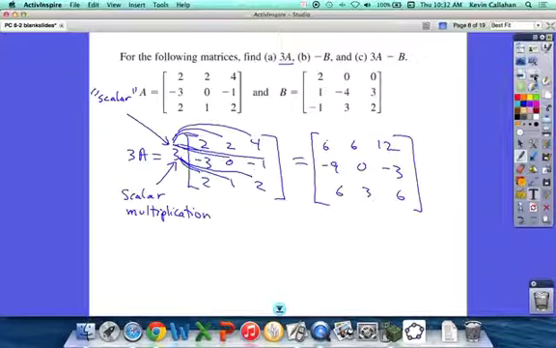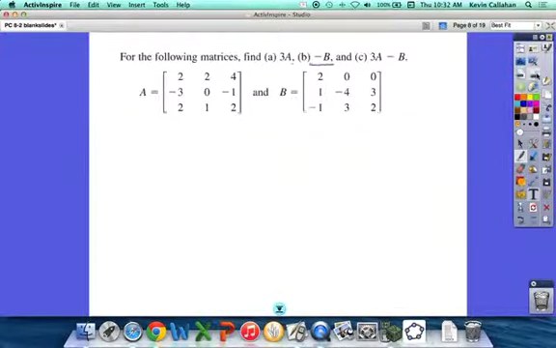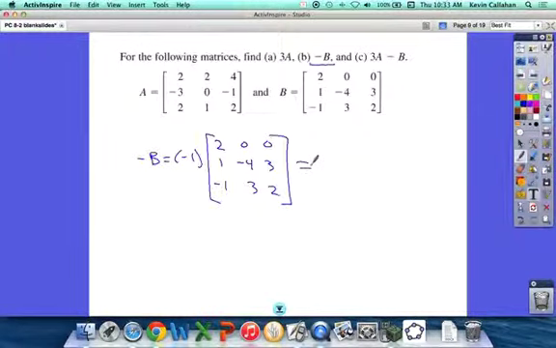Right, the next one, negative b, that's another scalar multiplication, right? That's multiplying the matrix by what? Negative 1. And you probably wouldn't even show it like that. You're just going to put a negative on everything, but I'll write it like a scalar multiplication. Negative 1 times the matrix b: 2, 0, 0, 1, -4, 3, -1, 3, 2. Everything inside gets multiplied by -1, so they all flip signs.